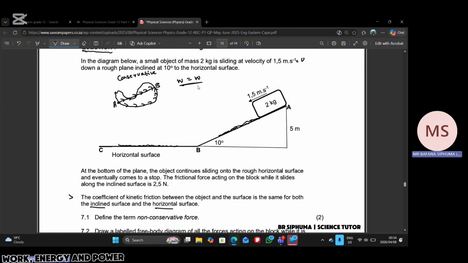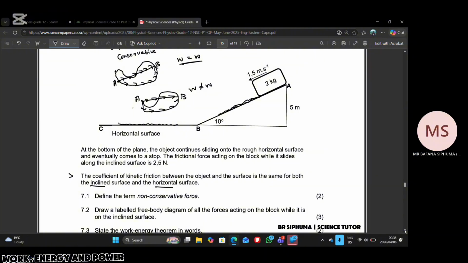Let me draw another diagram there. You are moving from A to B. If you are using this way, or you are using this way, the work done is not going to be the same from A to B. That is what non-conservative forces implies. It depends on the path taken, right? I won't go much into detail.